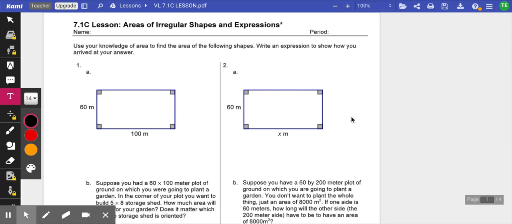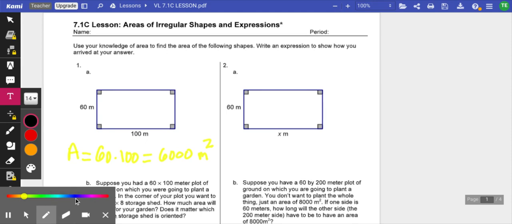Here we go. Use your knowledge to find areas of the following shapes. Write an expression to show how you arrived at your answer. So here we have one with numbers. It's a rectangle. So to find the area of the rectangle, no big deal. We're going to go base times height. So 100 times 60. Area equals 60 times 100. So we get a 6 with 3 zeros, or 6,000 meters squared.